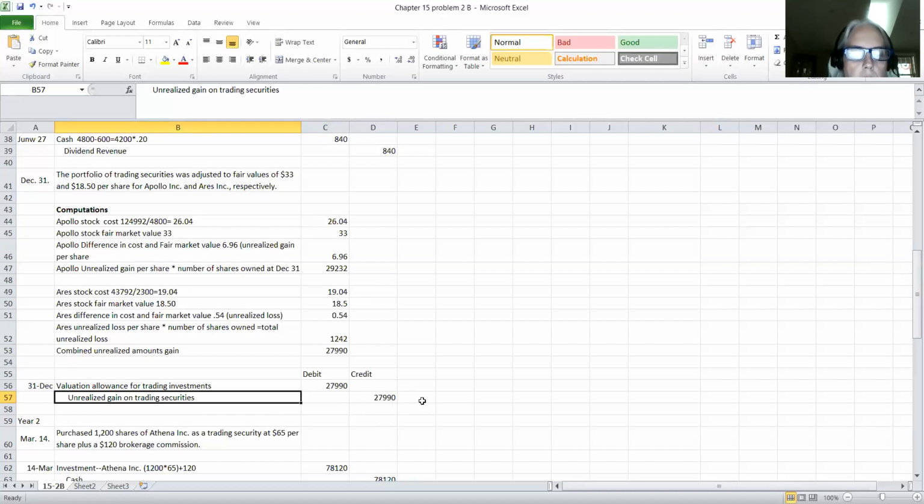So we know that the unrealized gain has to be credited here for the total amount of the gain, which we found was the combination of the unrealized gain for Apollo and the unrealized loss for Air. The unrealized gain is credited because gains increase on the credit side. We have to have a debit to offset the credit, so we use what we call a valuation allowance for trading investments, and that account has to be debited at this balance sheet date.